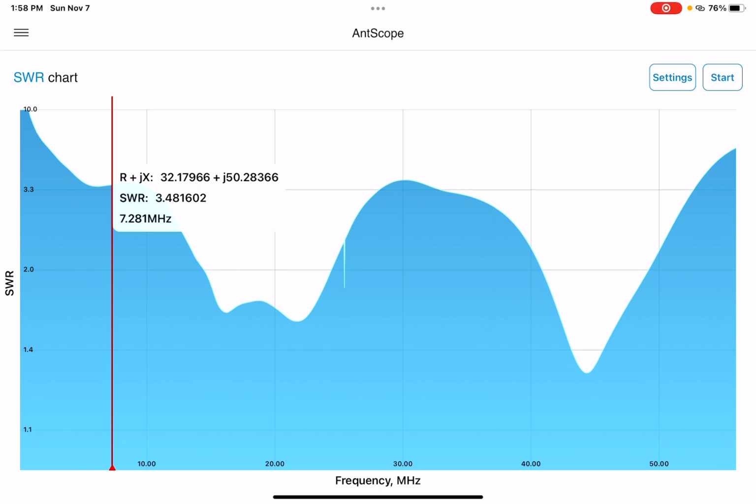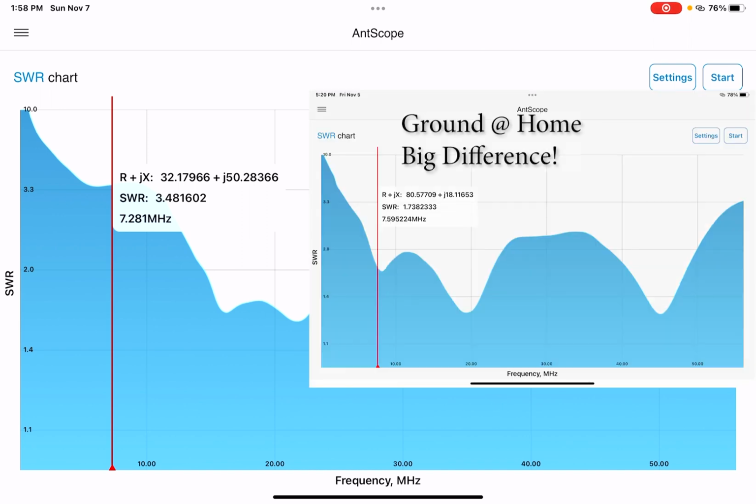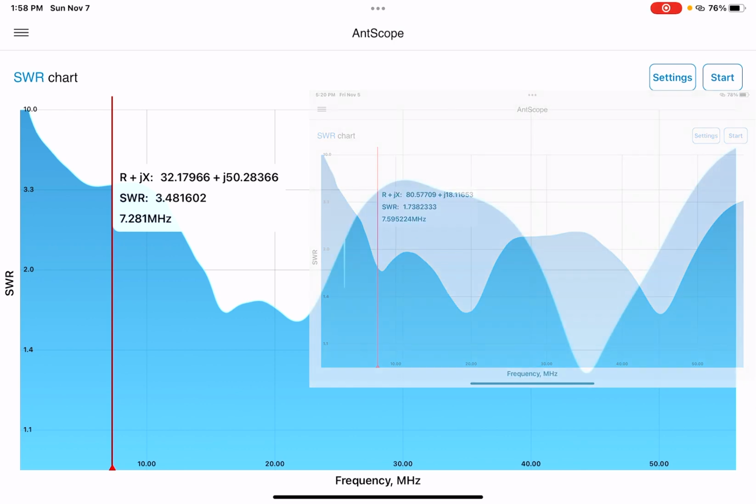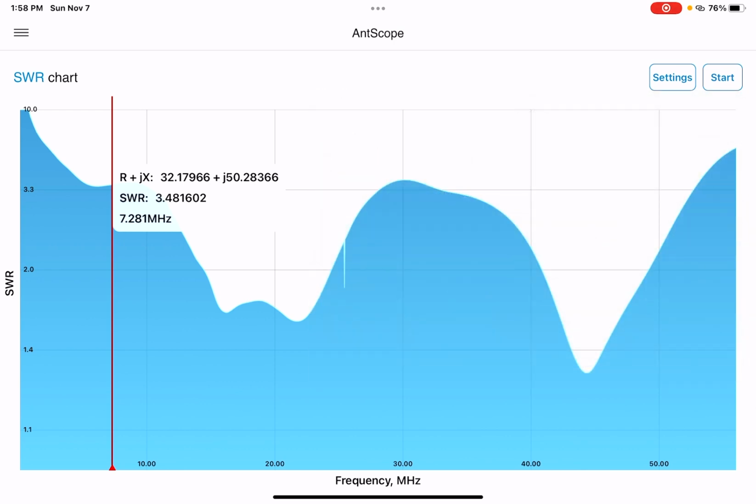So really it's the whole system, right? The whole ground system is really different compared to my home. If you watch my other video on Instagram, when I did this at home, I had an excellent SWR for 40 meters.